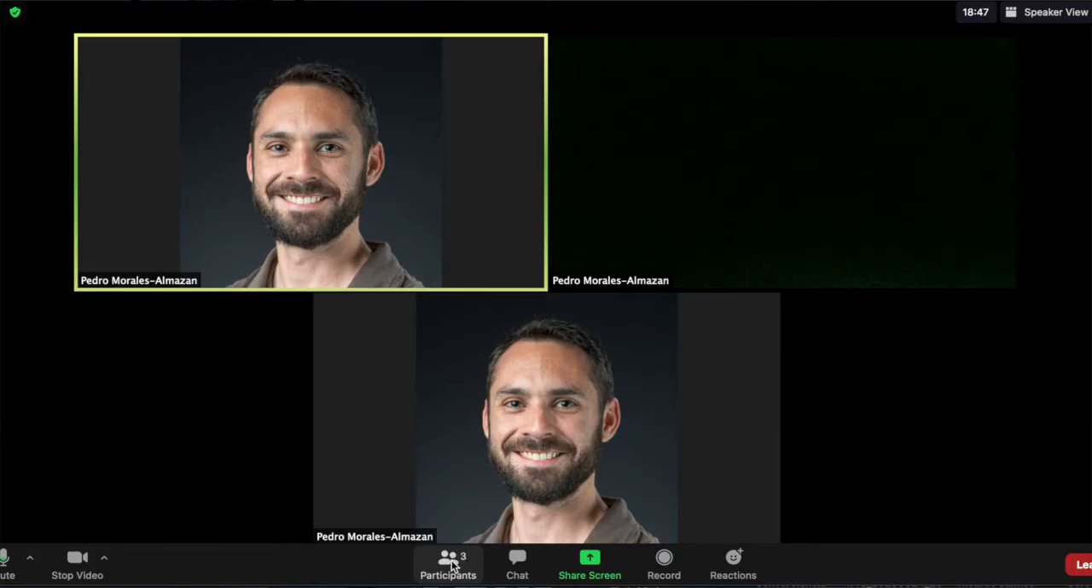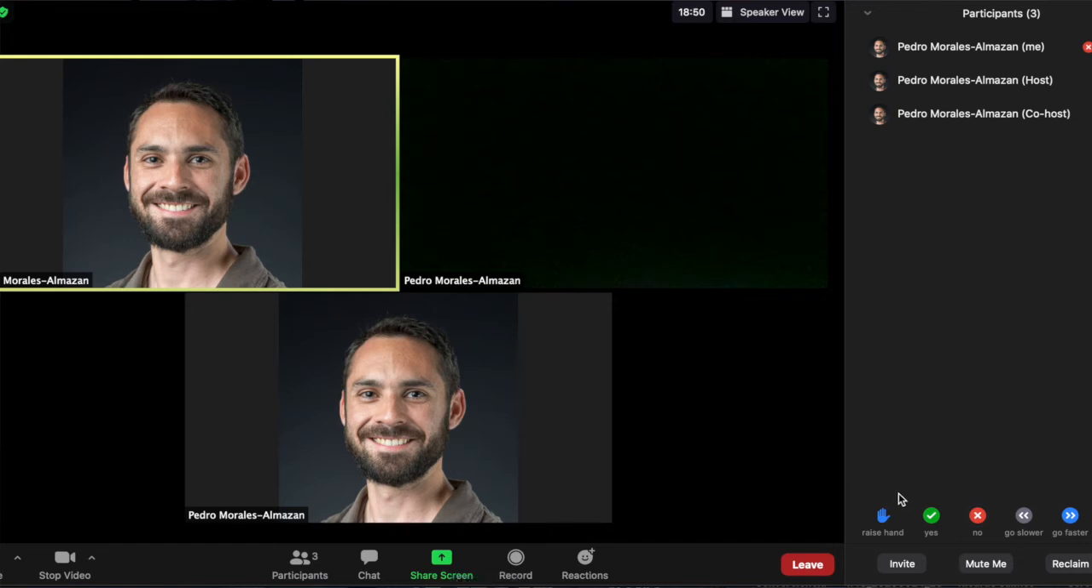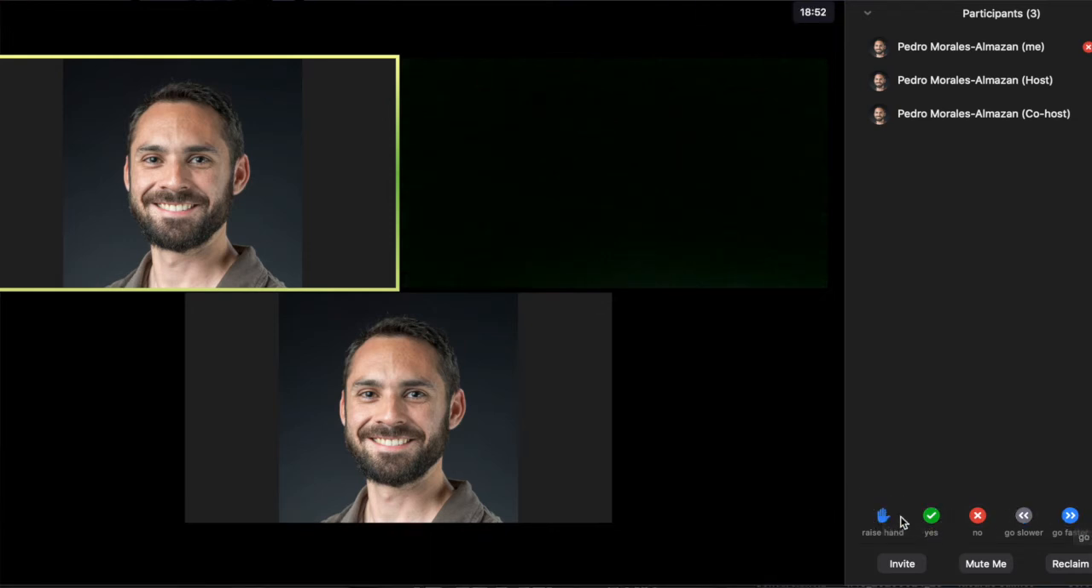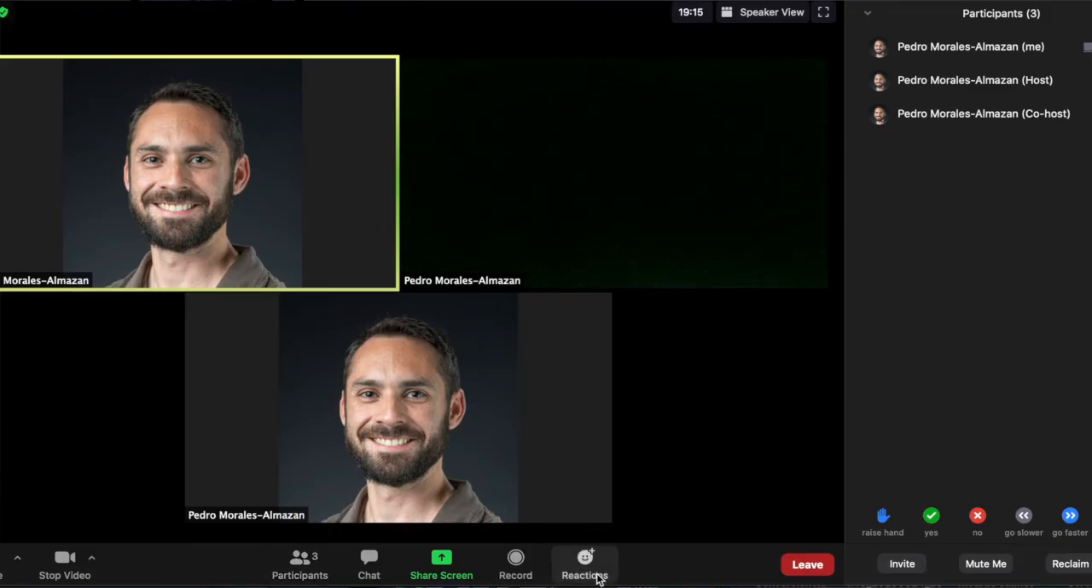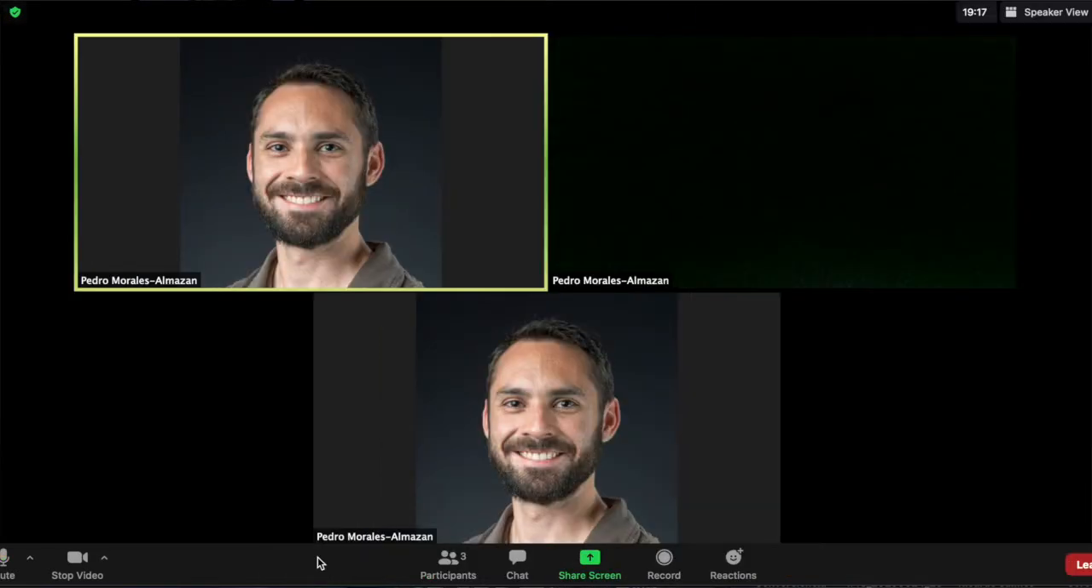And as well, if you click on participants, you can look at some of the other reactions that we can have. For example, if you want to ask a question, you can raise your hand. You can answer simple questions, yes or no. You can say that maybe you want the presenter to go slower or faster, or you can like, dislike, clap, or maybe tell them that you need a break. So these reactions are very important. You can find some of them under reactions or participants and will make your interactions much better.